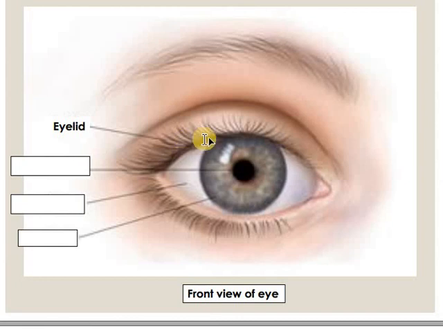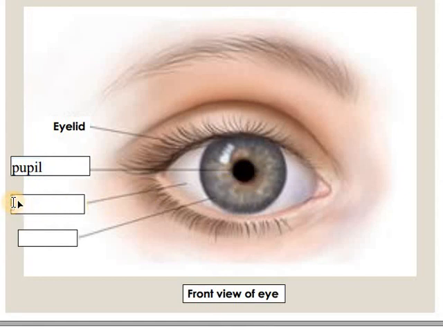Now we look at this from outside, the front view of the eye. This is called the eyelid, this piece of skin that can close your eye and open your eye. The center here is the pupil. Like what we discussed just now, if you go to a dark place, this pupil will open up and become bigger so that more light can go in.